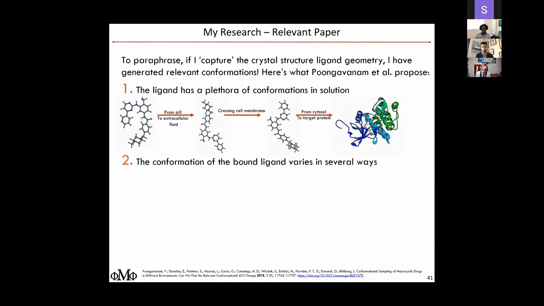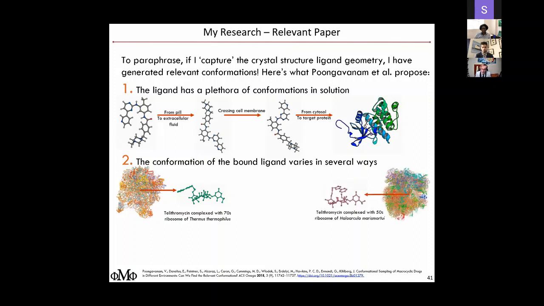But also the conformation of the bound ligand varies in several ways. So here we have telithromycin complexed to a specific ribosome of an organism. And here we have telithromycin, again, complexed to a different organism. And when I overlay them, you can see that they have very different conformations. Some parts are conserved, fair enough, but some are very different. And so this suggests that multiple conformations are really effective.